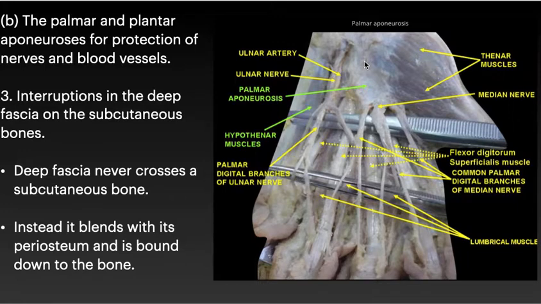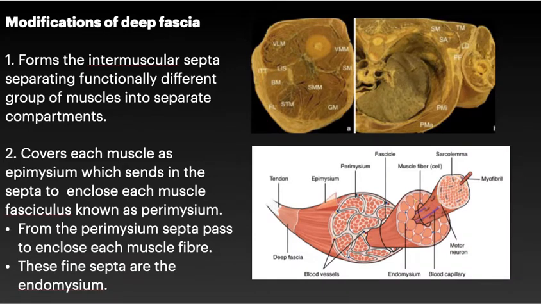Interruption in the deep fascia on the subcutaneous bone. Now, deep fascia never crosses the subcutaneous bone. Instead, it blends with the periosteum and is bound down to the bone. Modifications of deep fascia. It is forming the intermuscular septa, separating functionally different group of muscles into separate compartments.